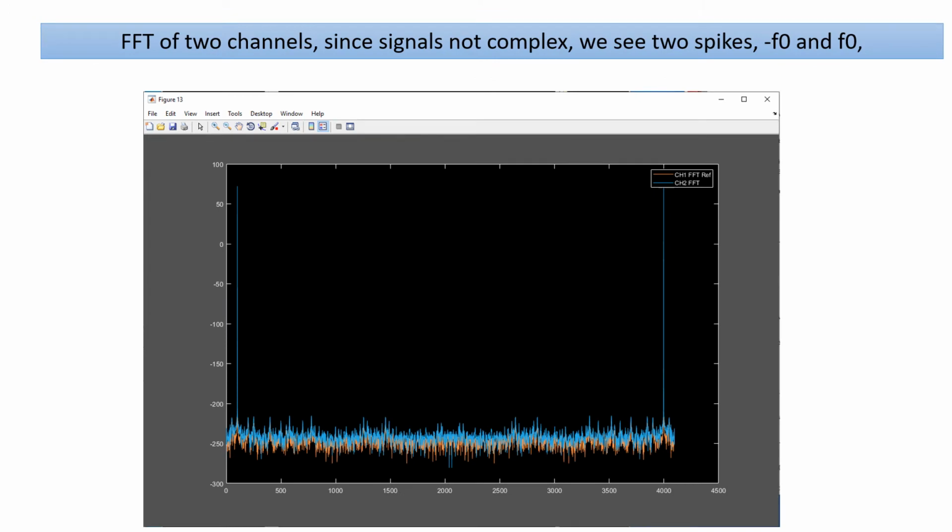Well, the easiest way and the preferred way is to take the FFT of the two signals. And that's what we've done here. And since it was a real signal, that's why we see the negative frequency and positive frequency. For our case, we'll only use the positive frequency for this calibration.